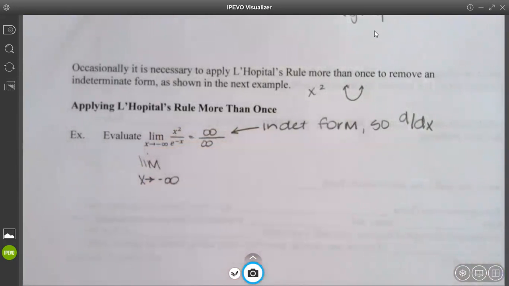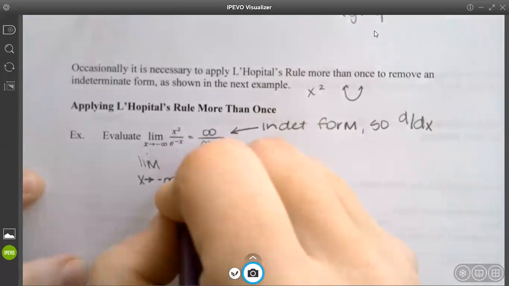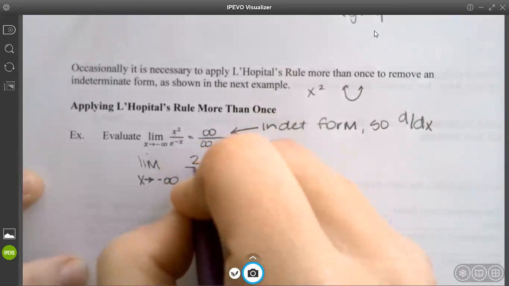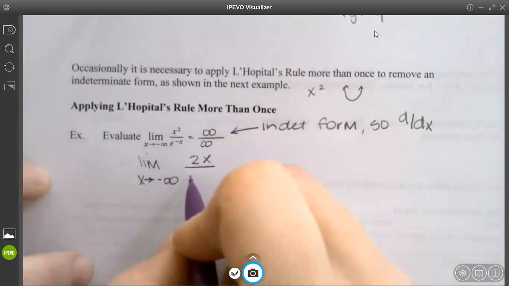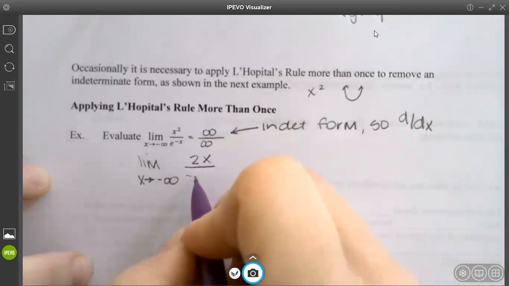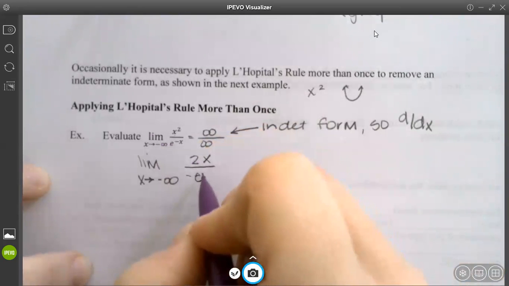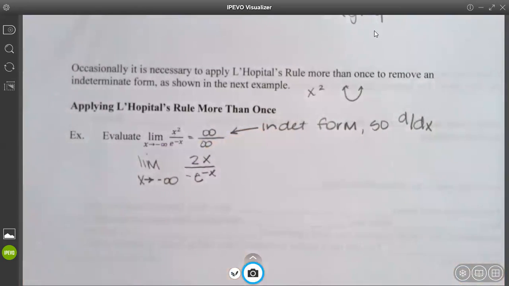What's the derivative of x squared? No. There you go, 2x. What's the derivative of e to the negative x? E to the negative x. So it's the same. All right, so we're going to graph.